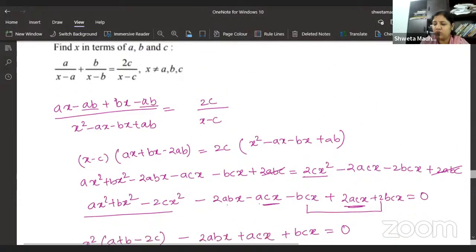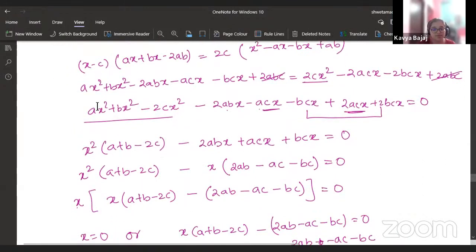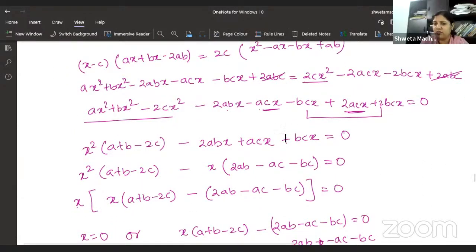Able to understand what exactly was done? Yes, ma'am. And then from these 3 terms, take x square common, and from these terms, take minus x common. x square in bracket a plus b minus 2c, and minus x, then the sign will change: 2ab minus ac minus bc.